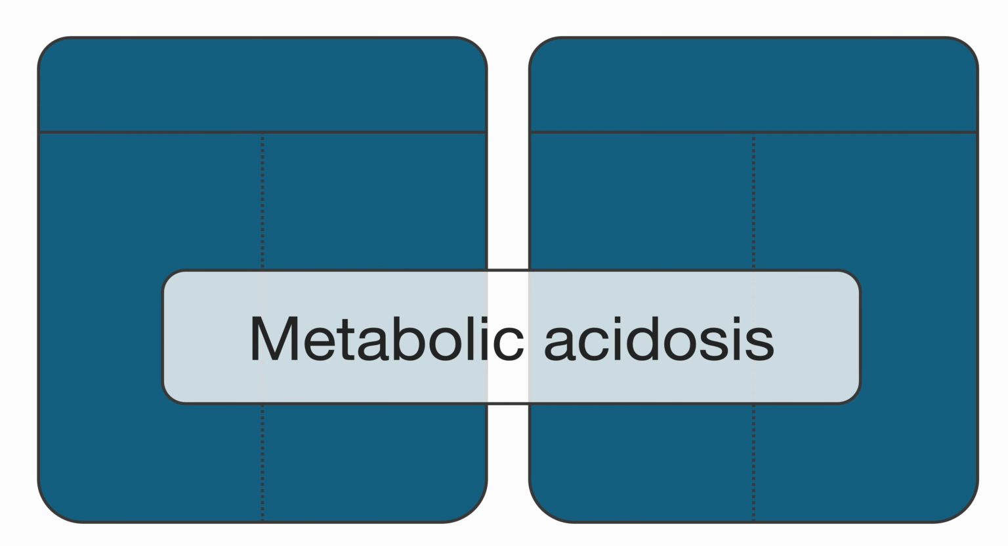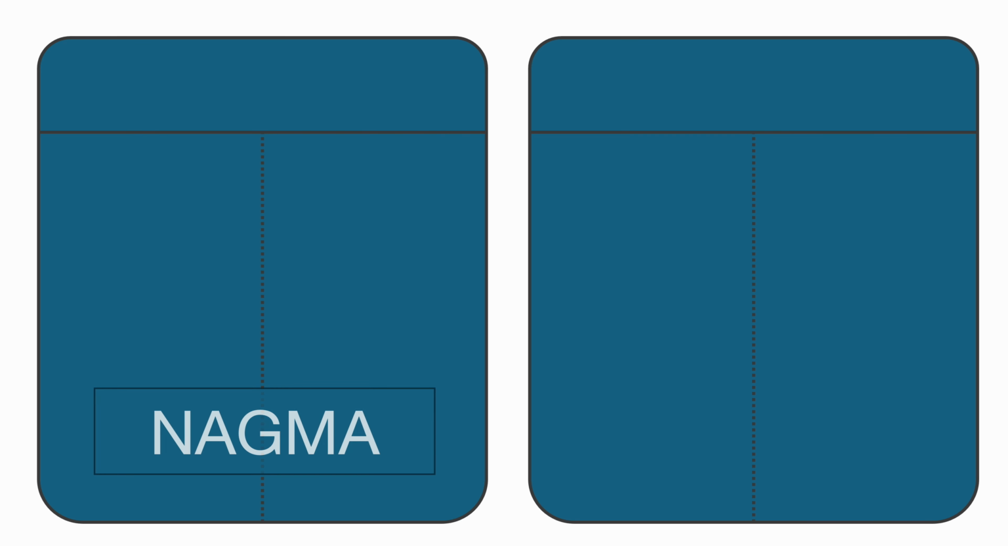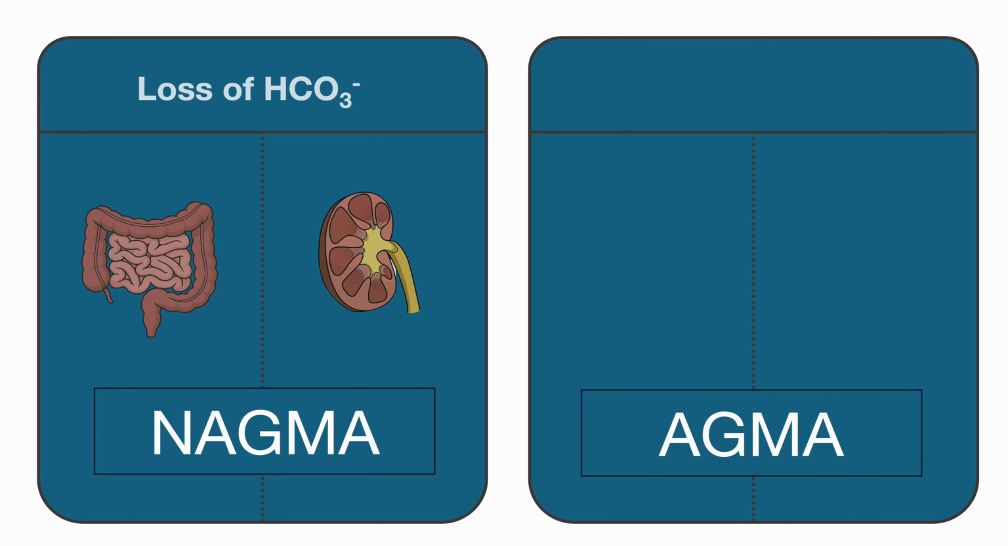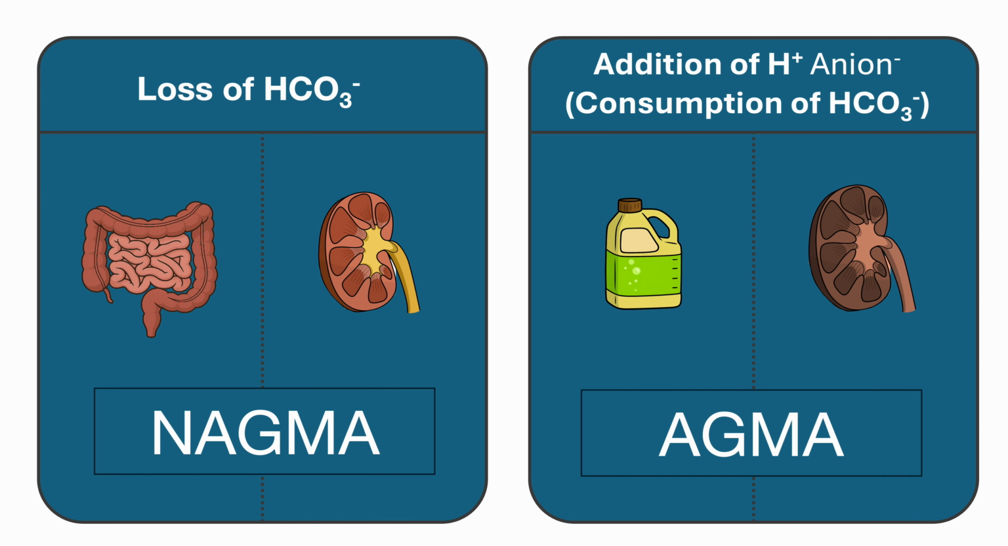Now let's direct our attention to the two main types of metabolic acidosis: anion gap metabolic acidosis, AGMA, and normal anion gap metabolic acidosis, and what causes them. In a metabolic acidosis, the primary problem is a drop in bicarbonate, either because we're losing it, as in a non-anion gap metabolic acidosis, or because it's being consumed during acid buffering, which is an anion gap metabolic acidosis.